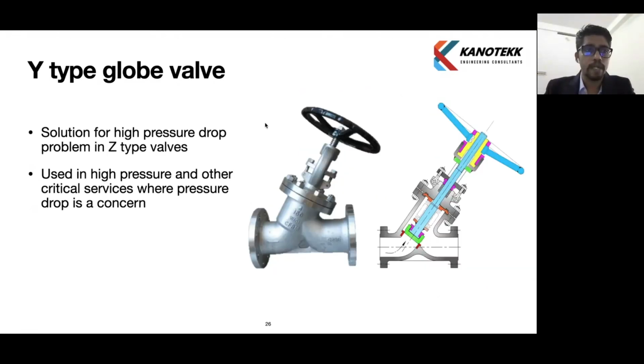Okay, we will go to the next type, which is Y type. Y type is comparatively a solution for the high pressure drop problem in Z type valve. The pressure drop is less compared to the previous Z type. So it is used in high pressure and other critical services where pressure drop is a concern. We can see the design. It's a Y type. It is angled approximately 45 degrees.